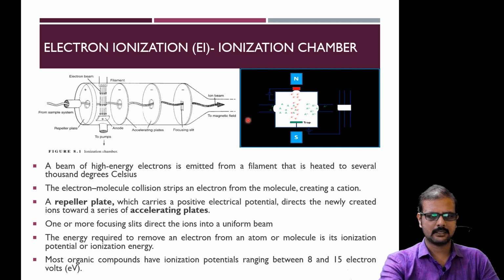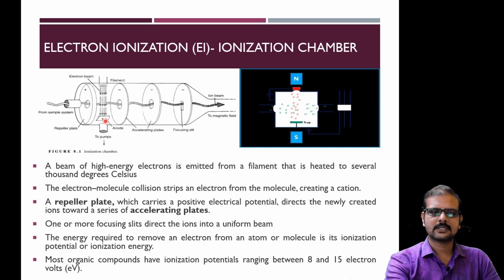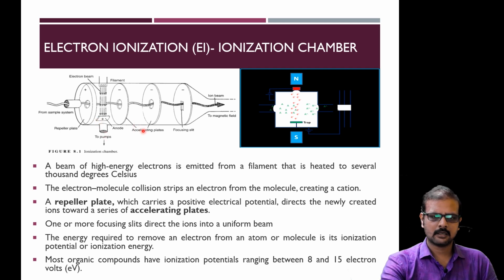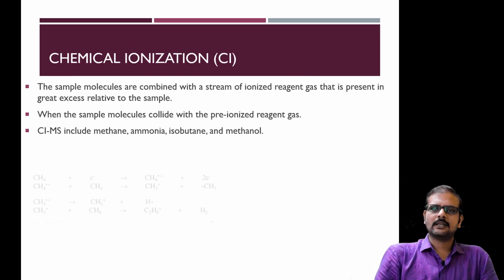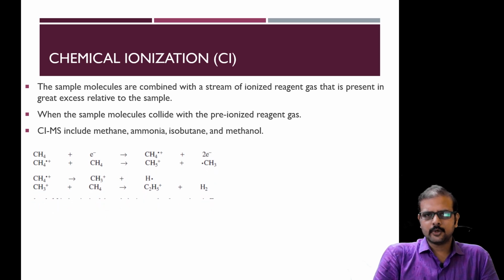So we can see that here an anode is present, where the electrons will be collected. This is what happens in an electron ionization method. Electrons collide with the sample. This is the most useful and most regularly used method, and it is the oldest method.